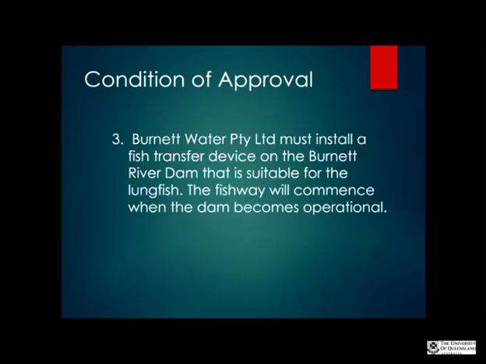They gave them a condition of approval, and the condition of approval said Burnett Water must install a fish transfer device on the Burnett River Dam that's suitable for the lungfish. The fishway will commence when the dam becomes operational. So they had to install it, it had to be suitable for the lungfish, and it had to commence operation when the dam became operational. So those are the three components that they had to meet in that condition. So it was a well-drafted condition. They thought of everything. And that's really the input of the conservation groups there that had this condition included.